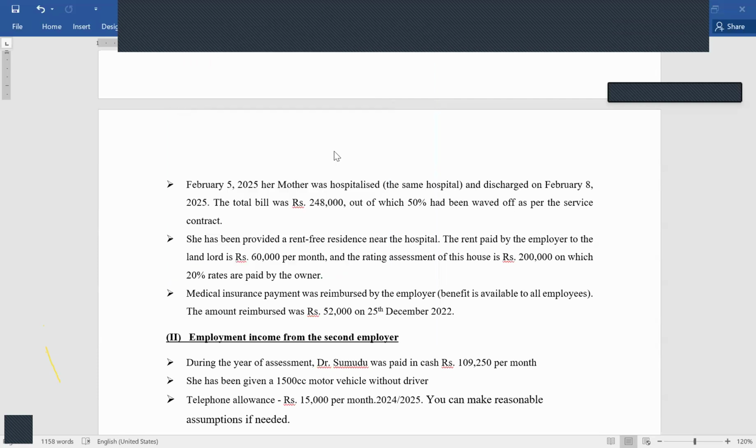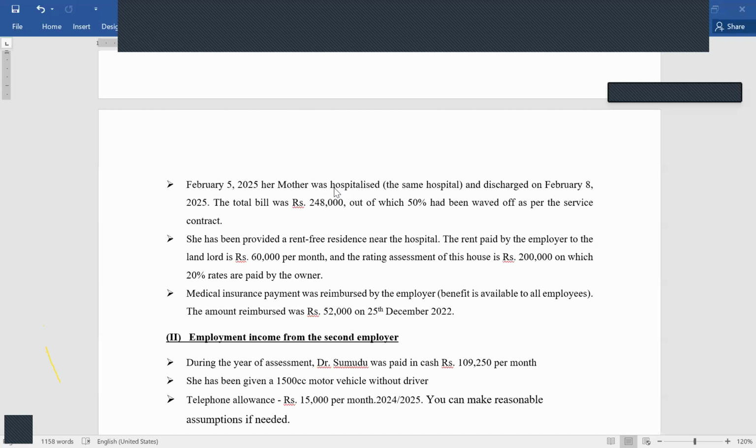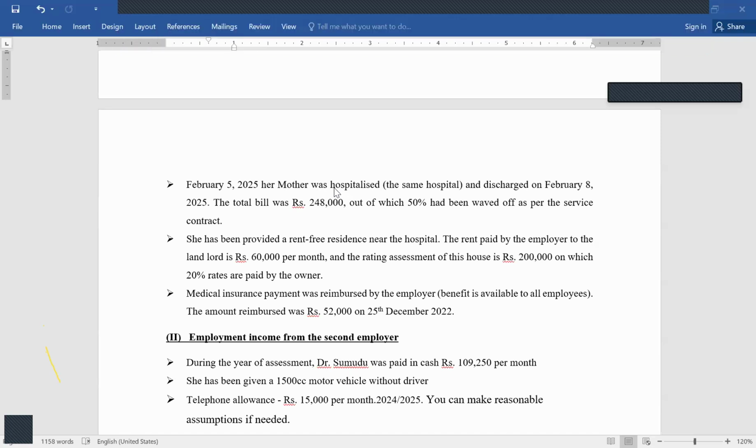Yes, it is liable, 50% liable, because 50% is the waived off amount. So the waived off amount is 50%. That 50% is liable, because that is the benefit she was granted by her employer.